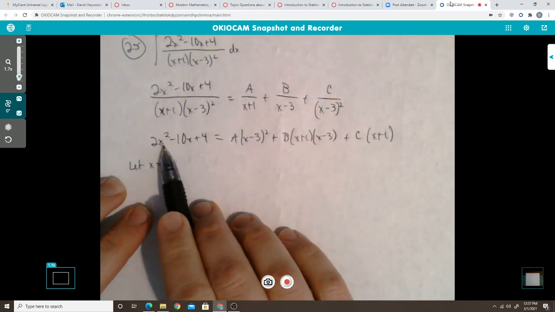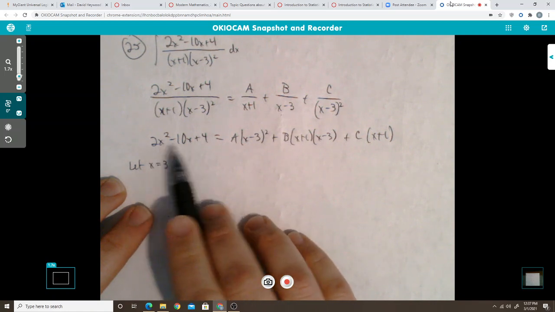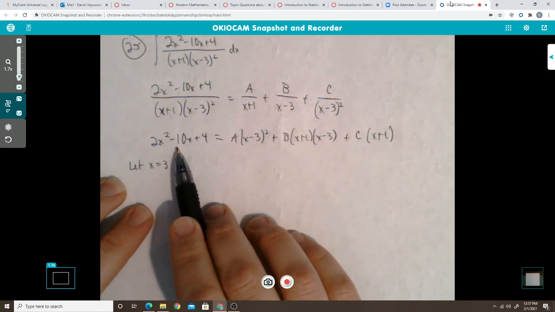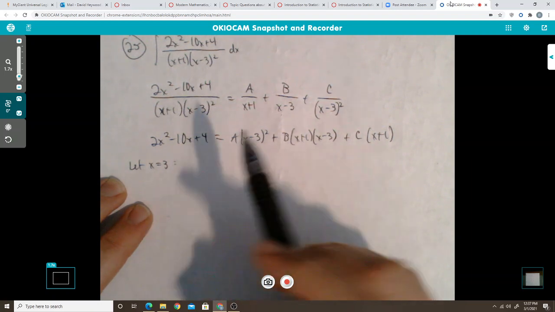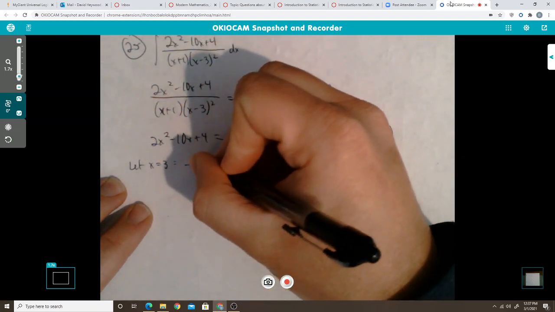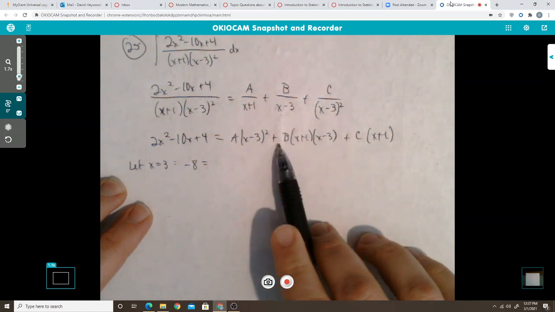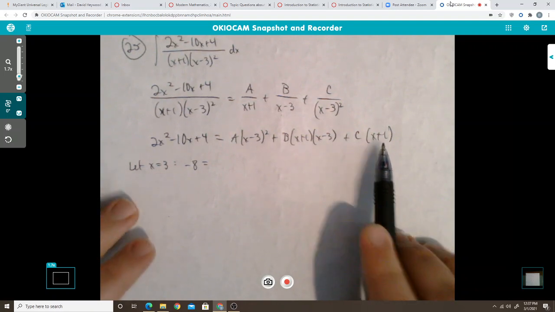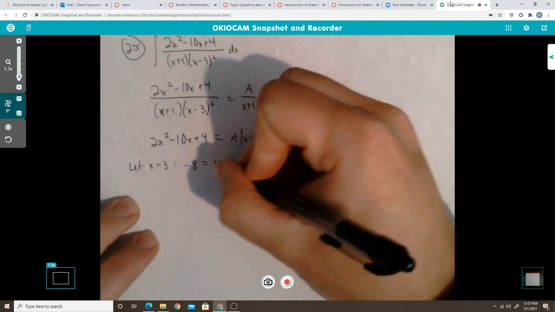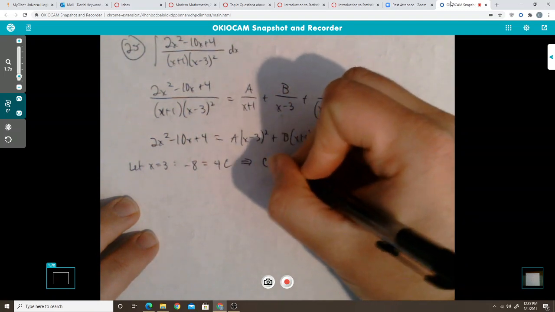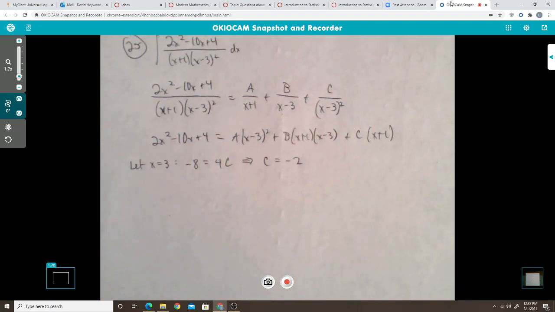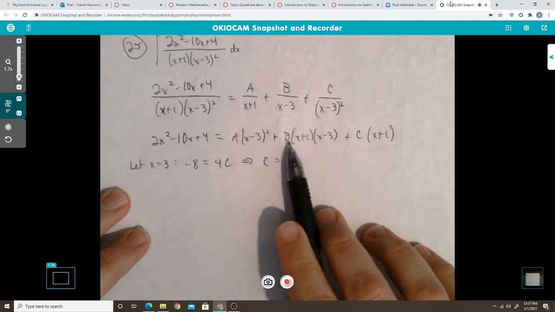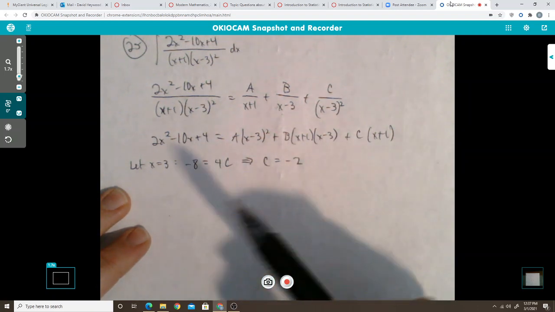then 3 squared is 9, times 2 is 18. 18 minus 30 would be negative 12. Negative 12 plus 4 would be negative 8. So I get negative 8 equals, that's gone, 3 plus 1 is 4. So I get 4C. So negative 8 equals 4C, which means that C is negative 2, right? I can do the same. If I let x be negative 1, that'll be gone, I'll be able to solve for A, right?